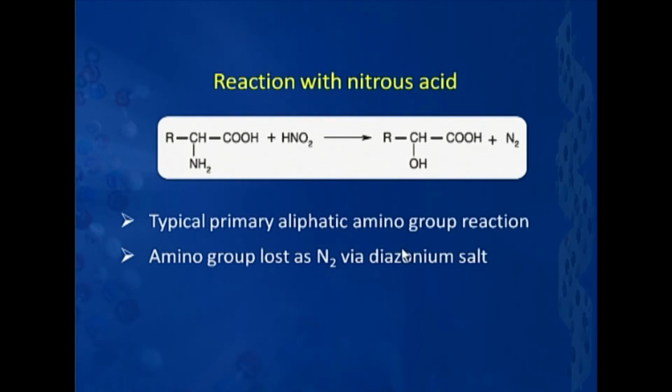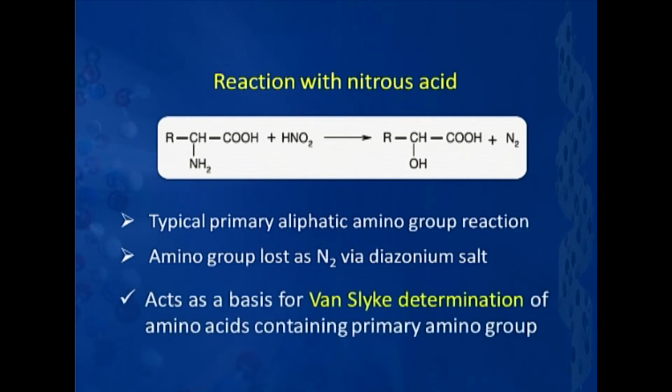This is basic school chemistry, and the important thing in this whole process is that this nitrogen comes out quantitatively, and it can be estimated, and that forms the basis of Van Slyke determination of amino acids containing a primary amino group. It means wherever there is a primary amino group in an amino acid, it can be determined in this particular way. It is a very old classical method of determining the amounts of alpha amino acids. So, that is one very simple and useful reaction.